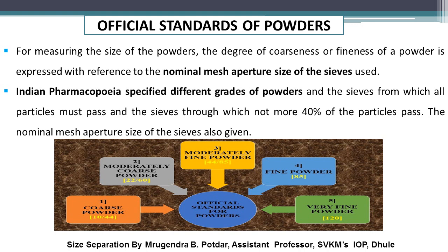The same applies to fine powders. Fine powders are those powders which pass through sieve number 85, and very fine powders are those powders which easily pass through sieve number 120. That particle is called very fine powder. So these are the different grades of powder as per the Indian Pharmacopoeia.